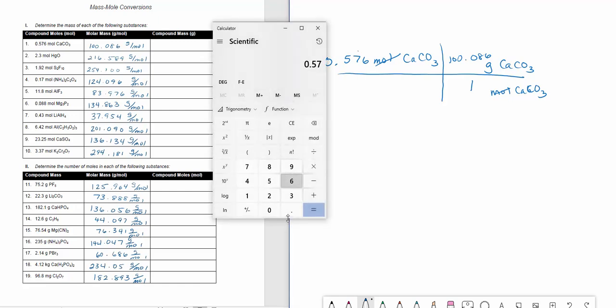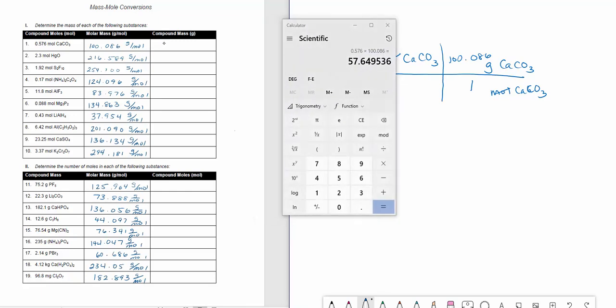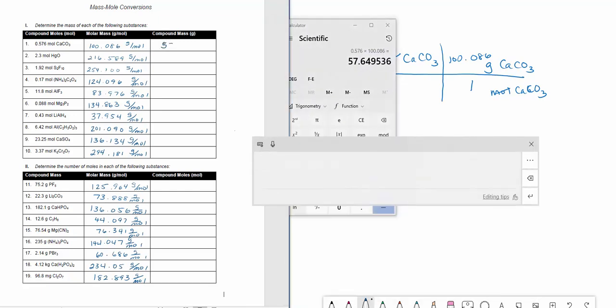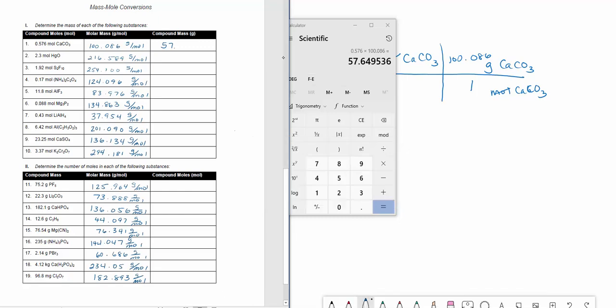So I take my 0.576 and I multiply it by the molar mass, 100.086, to get 57.649. Now I need to pay attention to my significant digits. I started with 3 significant digits. I can only report 3 significant digits. So 57.6 grams of calcium carbonate.